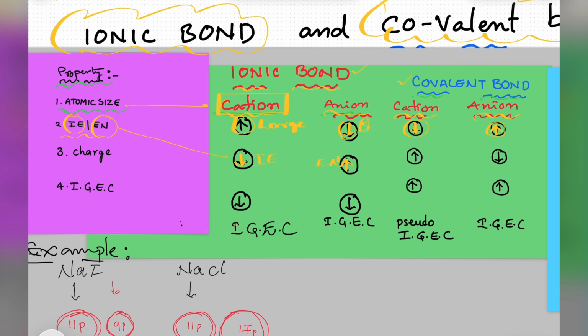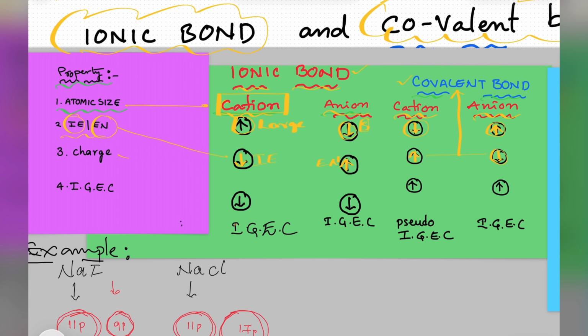Now, for covalent bond, it is the opposite of this. Here, for the cation the IE value should be high, and the EN value should be low for the anion. Then this combination leads to the formation of covalent bond.